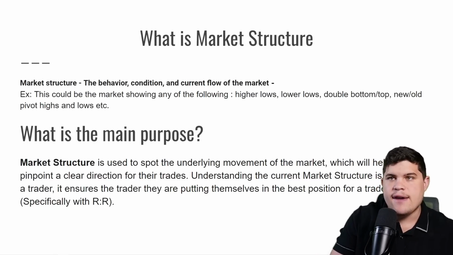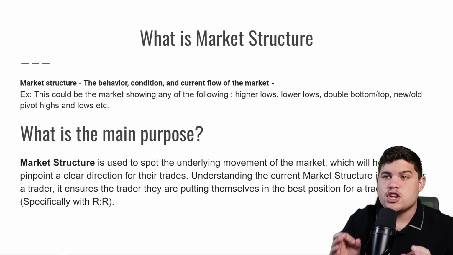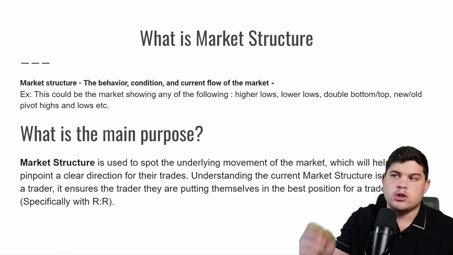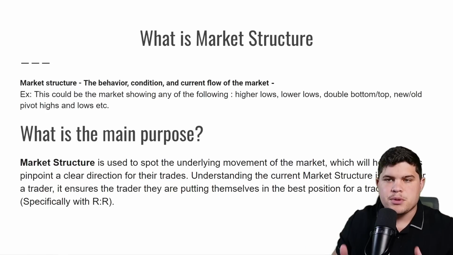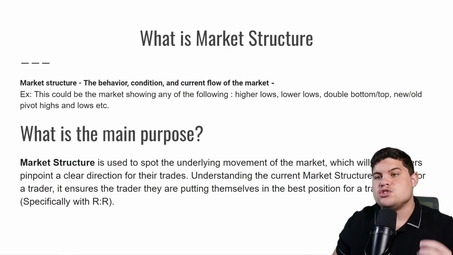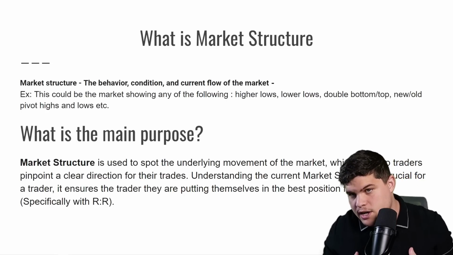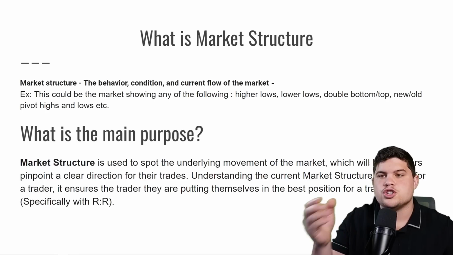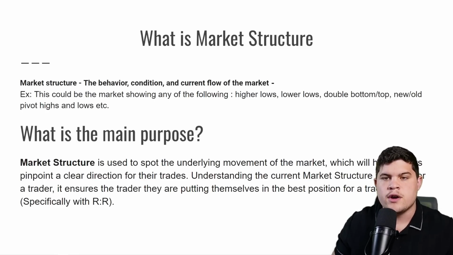Market structure is the behavior, condition, or current flow of the market. An example: the market showing any of the following: higher lows, lower lows, double bottom, double top, new or old swing pivot highs or lows, etc. The main purpose of market structure is to spot the underlying movement of the market, which helps traders, specifically us, pinpoint clear direction for our trades. Understanding the current market structure is crucial for a trader and ensures they are putting themselves in the best position to win, specifically risk to reward.